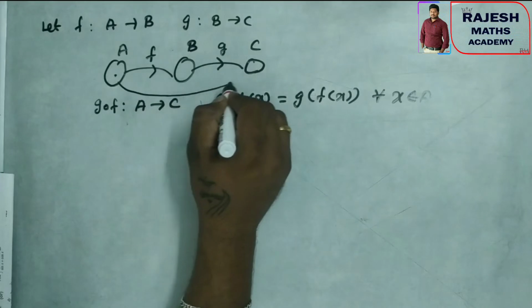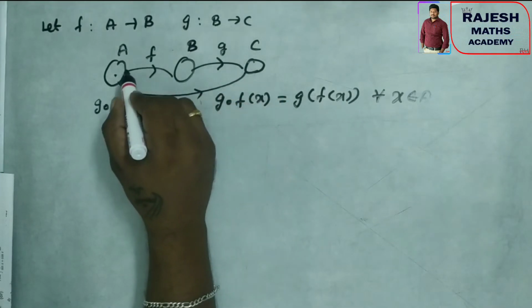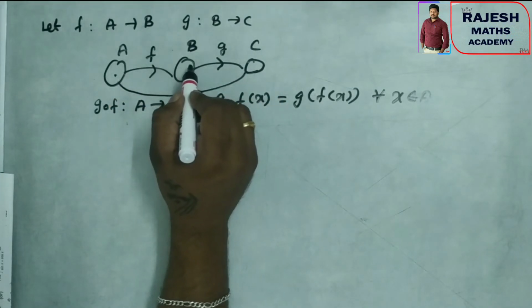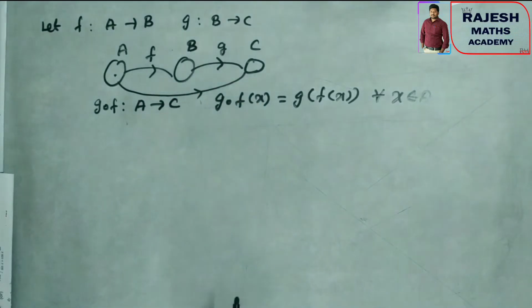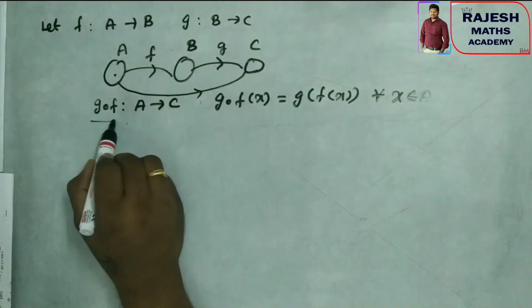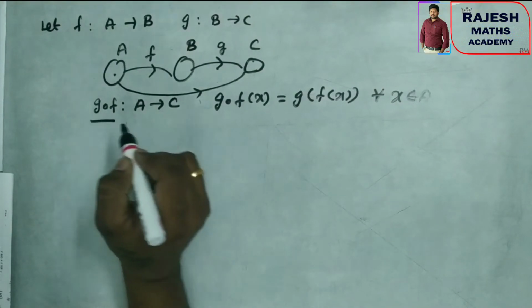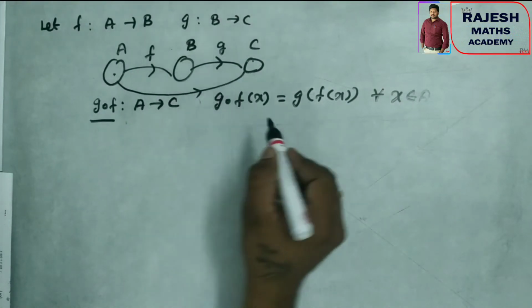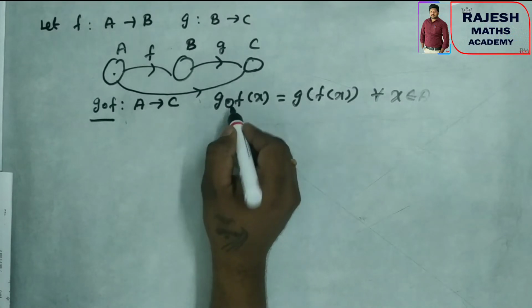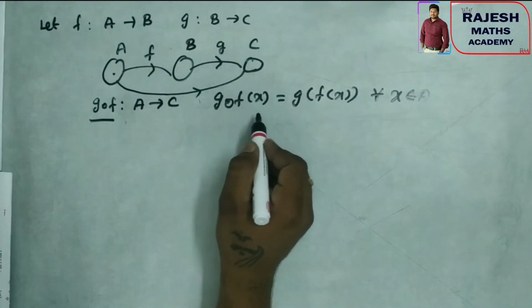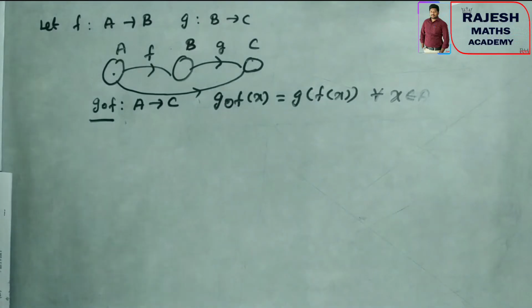So what does the composition of function mean? We are defining a function from A to C. F is defined from A to B and G is defined from B to C. Then we can define a function that is the composition of two functions, from A to C, defined as G composition F. G small circle F is called composition. G composition F of X equal to G of F of X for all X belongs to A.